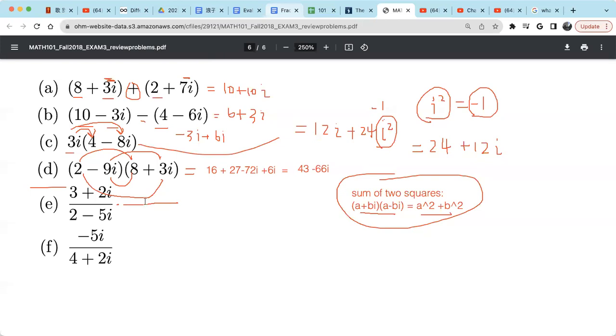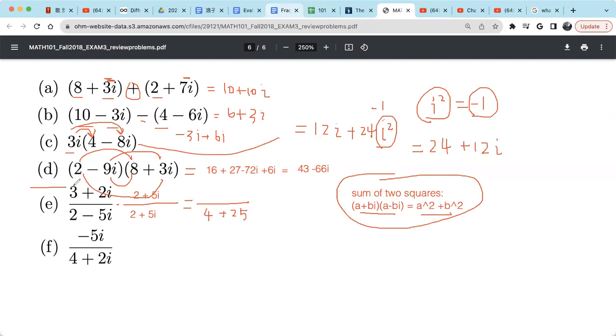Okay, so we do that. We multiply by its conjugate, which is 2 plus 5i. We do the same for the numerator, multiply by 2 plus 5i. Right away, we don't really need to calculate. We just apply the formula, all right? So a squared in our case is 2 squared, which is 4, plus the imaginary part 5 squared, which is 25.